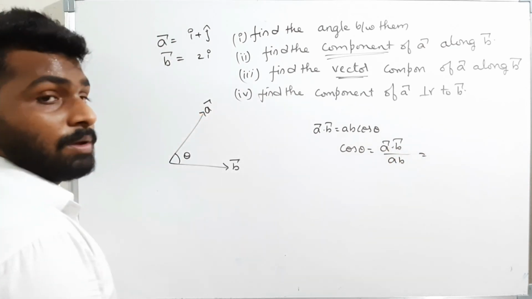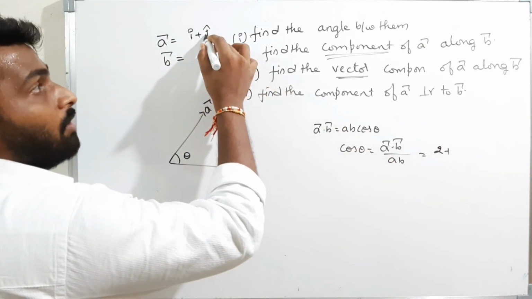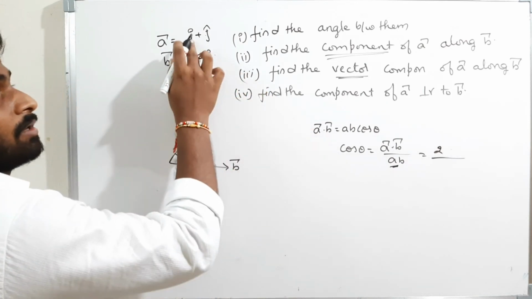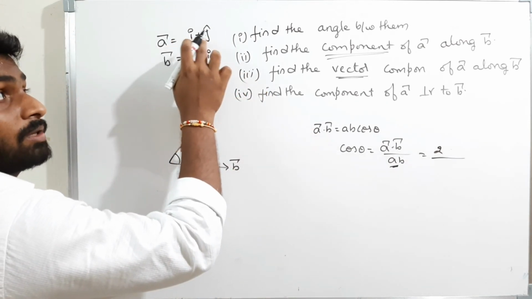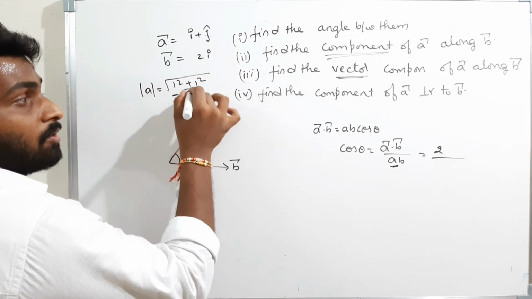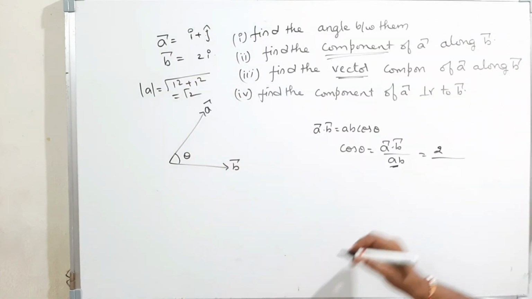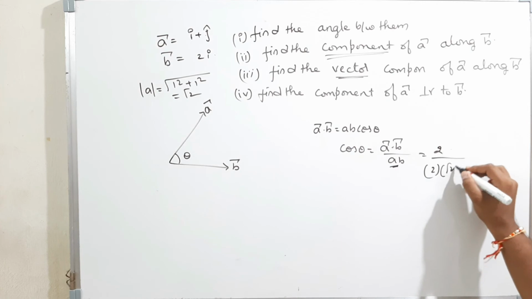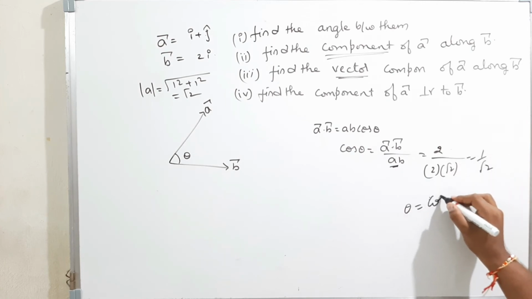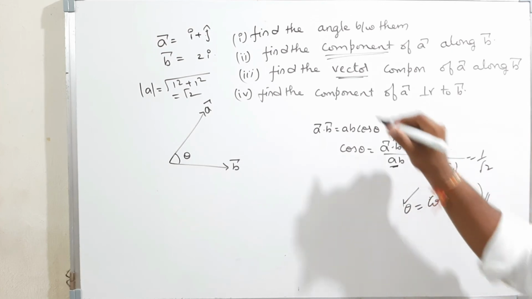Now what is a bar dot b bar? 1 into 2 plus 1 into 0, that is 2. Divided by ab. What is a? Mod a is root of 1 square plus 1 square, which is root 2. Now what is b? B is 2. Therefore, 2 over 2 into root 2, that is 1 by root 2. Therefore, theta is equal to cos inverse 1 by root 2. They got the angle. Okay, well and good.